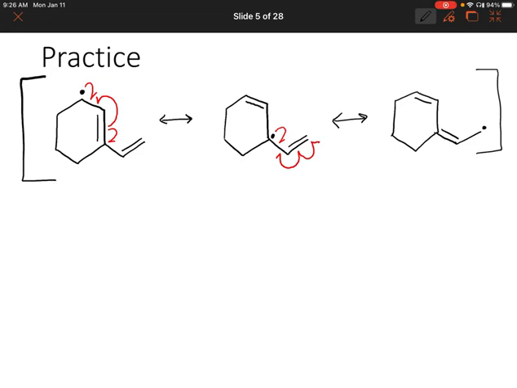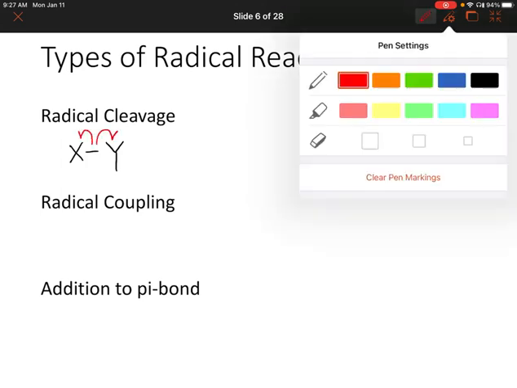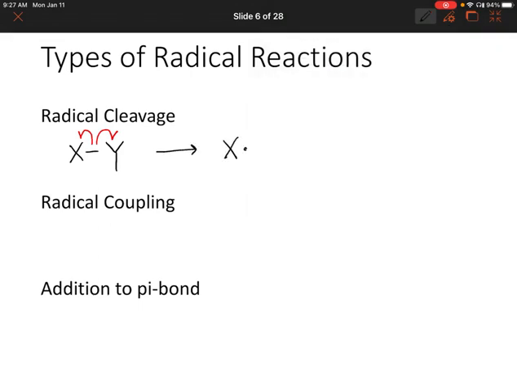So now let's go over types of radical reactions, and then we'll end the video. Kind of similar to how I showed you the different kinds of resonance situations you could run into, here we're going to talk about types of radical reactions that you might see. So the first one is just simple. It's what I showed you earlier. It's called radical cleavage. Here we're just splitting apart those shared electrons, and we're creating two radicals.